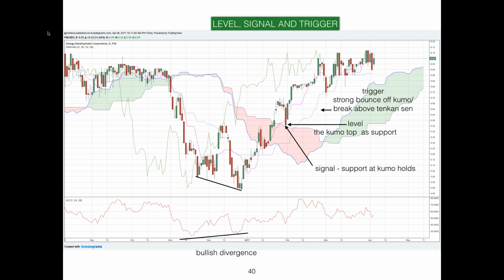The trigger is a strong bounce off the Kumo. Along with that strong bounce, you have a break above the Tenkan-sen. So you have the level. The signal tells you that since the price stopped at the Kumo top, this price will continue to hold. The trigger tells you to buy because it is already out of the woods. It broke above the previous resistance and the support was able to hold.